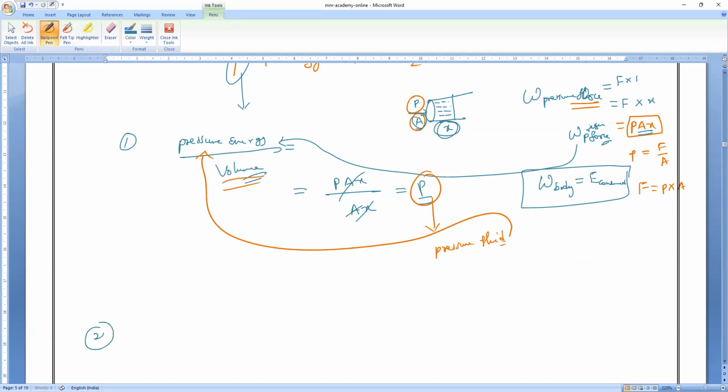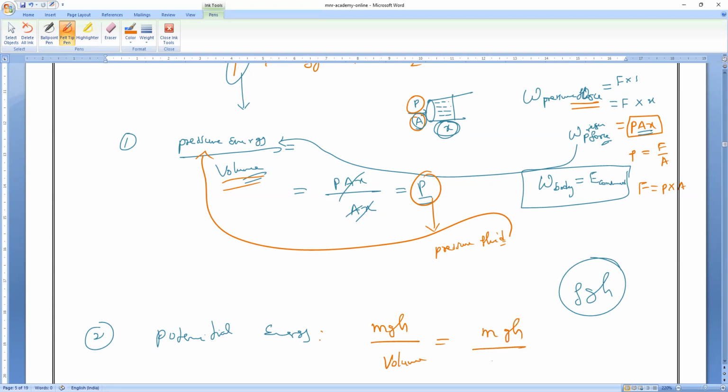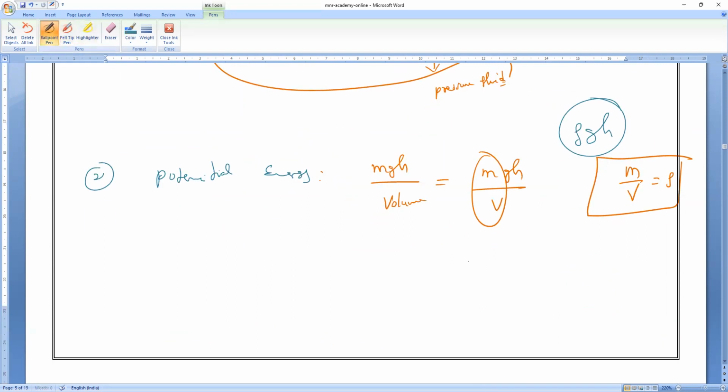Next, the second term is potential energy. This is also the same: potential energy per volume. Note it, everybody. So potential energy per volume, that is mass by volume, is equal to what? Density. So rho g h. Understand? That is the potential energy per volume.